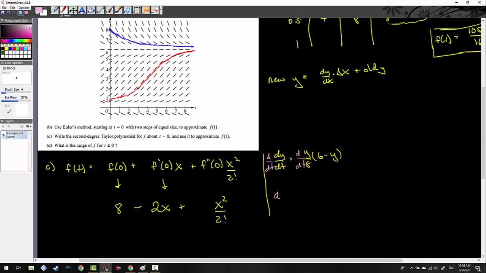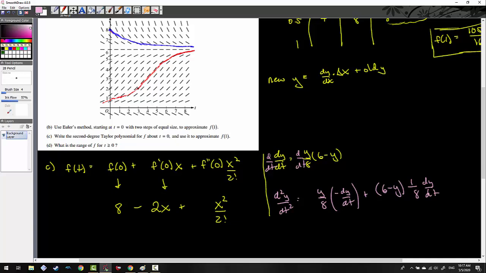So what I get is d squared y over dt squared is equal to, this is going to require product rule. So what I get is I'm going to go first unchanged, so that's going to be y over 8, and then the derivative of the second is going to be negative dy over dt. And then plus second unchanged is going to be 6 minus y, and then the derivative of the first is going to be 1/8 dy over dt.